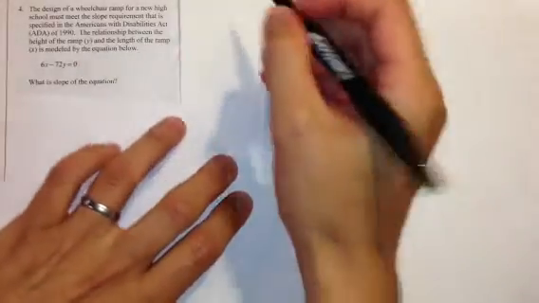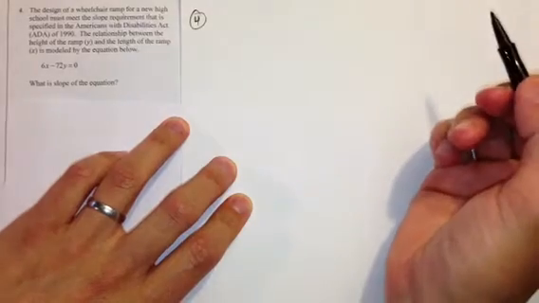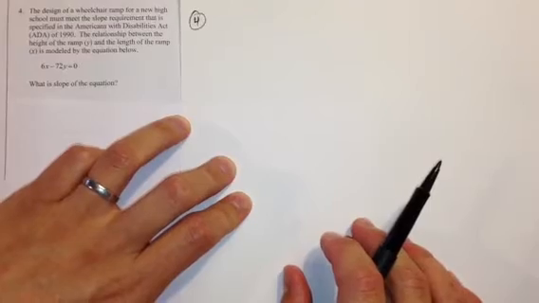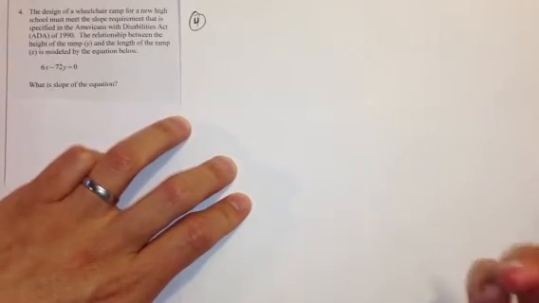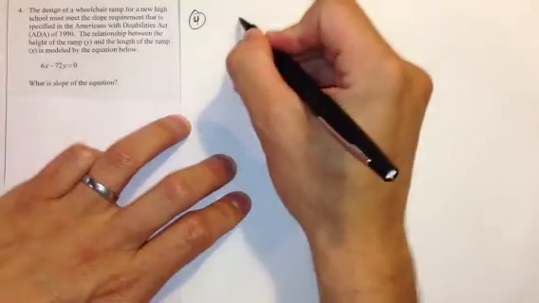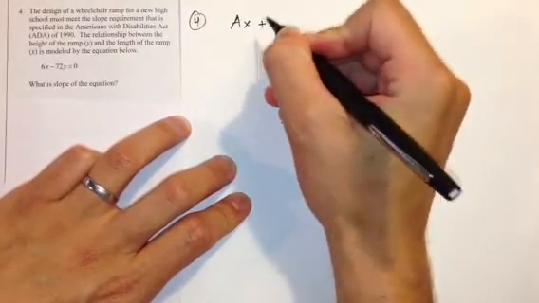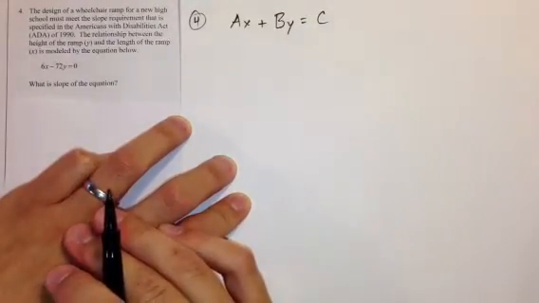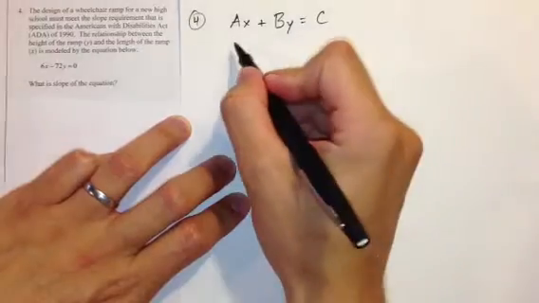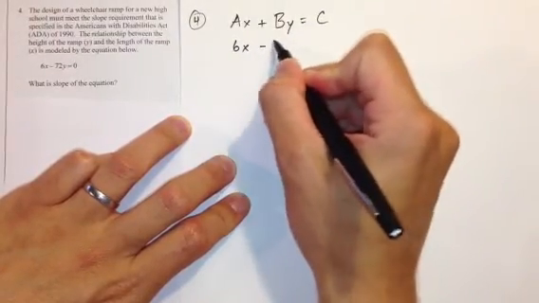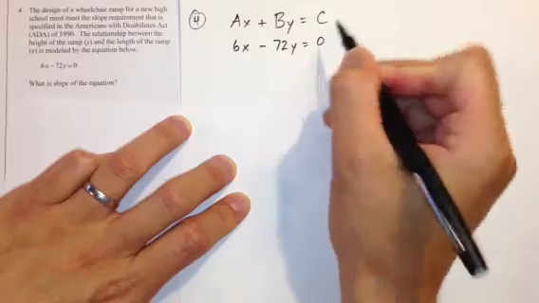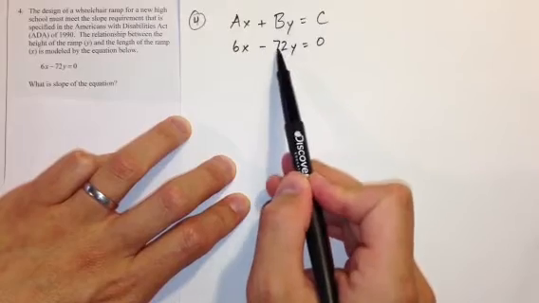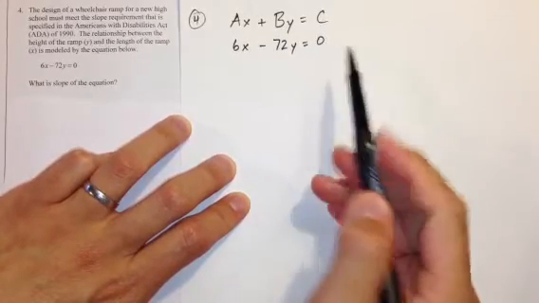So let's look at our slope here for number 4. The equation that we're given, 6x minus 72y equals 0, is in standard form. You know from class and from previous videos that standard form is ax plus by equals c. Because our equation is given in this form, we know that the coefficient on x, which is a, is 6, b is negative 72, and the constant is 0.